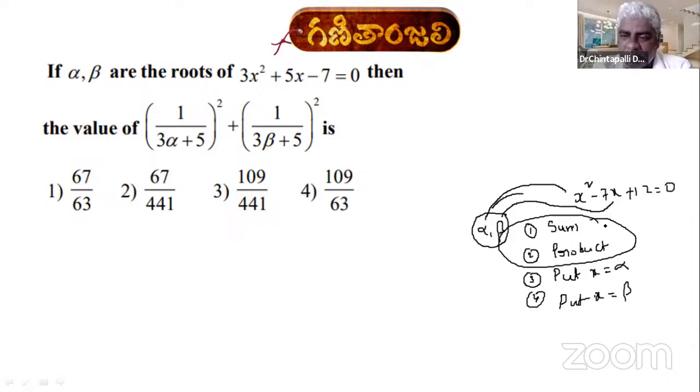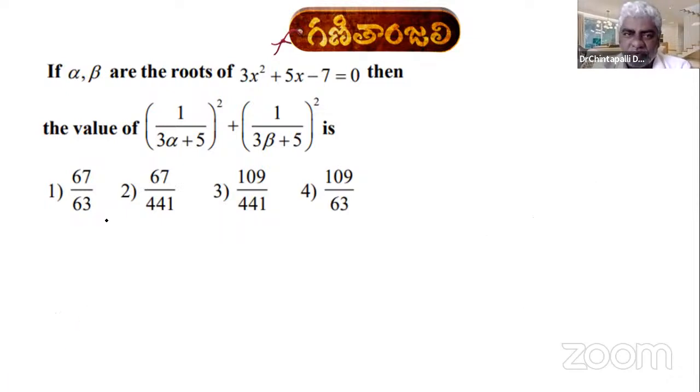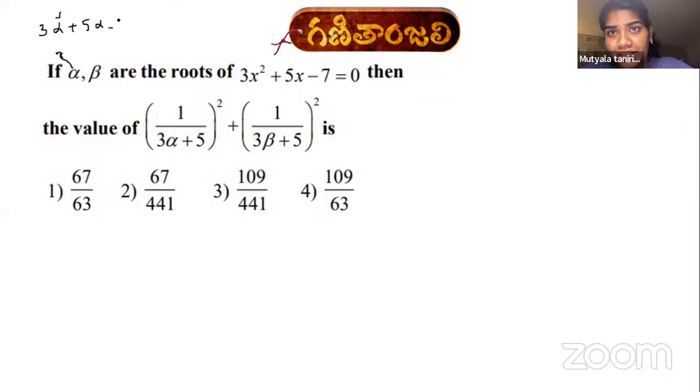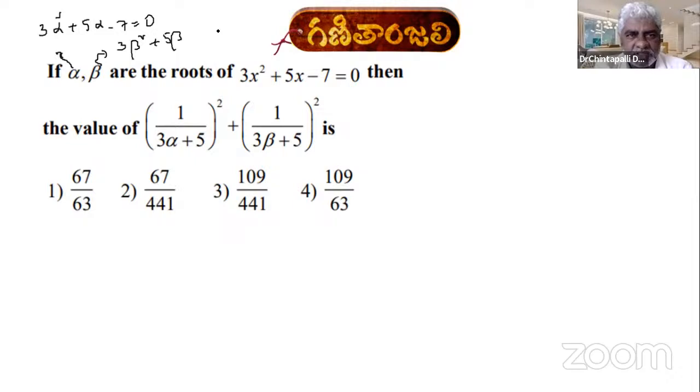But now, using these two points gives no clue to solve this sum. So what can we do? In this question, we can put x is equal to alpha, since alpha is the root. That means 3 alpha squared plus 5 alpha minus 7 is equal to 0. We can put x is equal to beta also: 3 beta squared plus 5 times beta minus 7 is equal to 0.